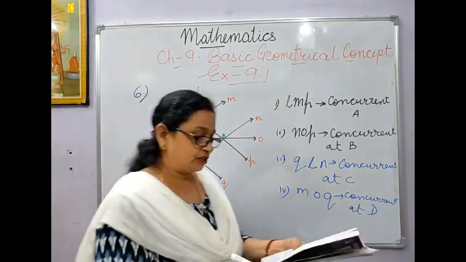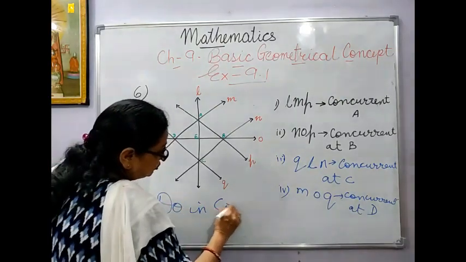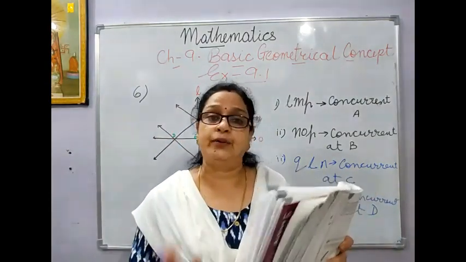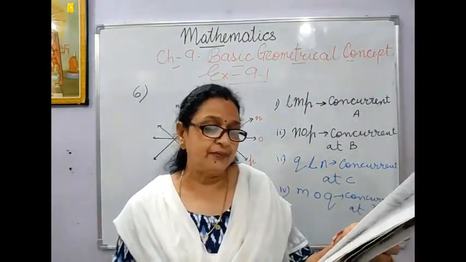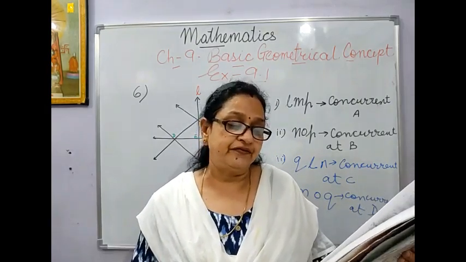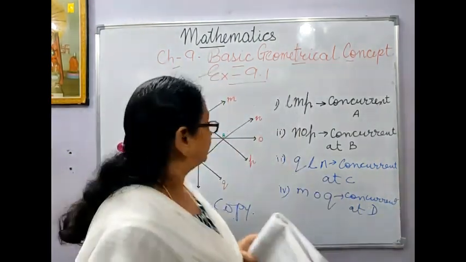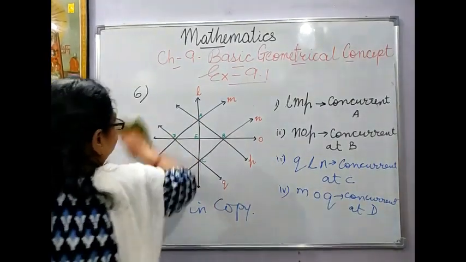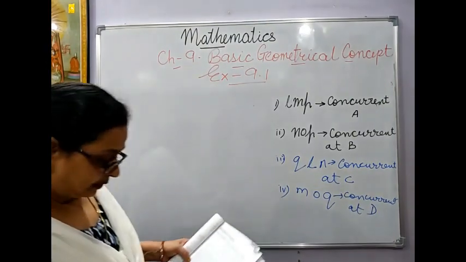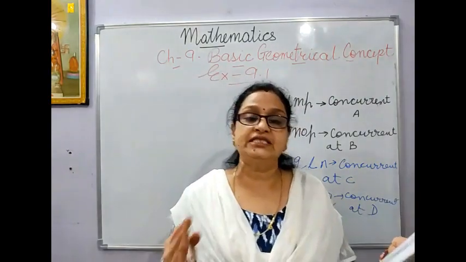Okay, so this was your question number 6. This you have to do in copy. Children, these two questions, question number 5 and question number 6, are very, very important. Then, what is the maximum and the minimum number of points of intersection of 3 different lines in a plane? See, if you take 3 different lines, what is their maximum? When there are 3 different lines, that means they can cross each other at 3 points.